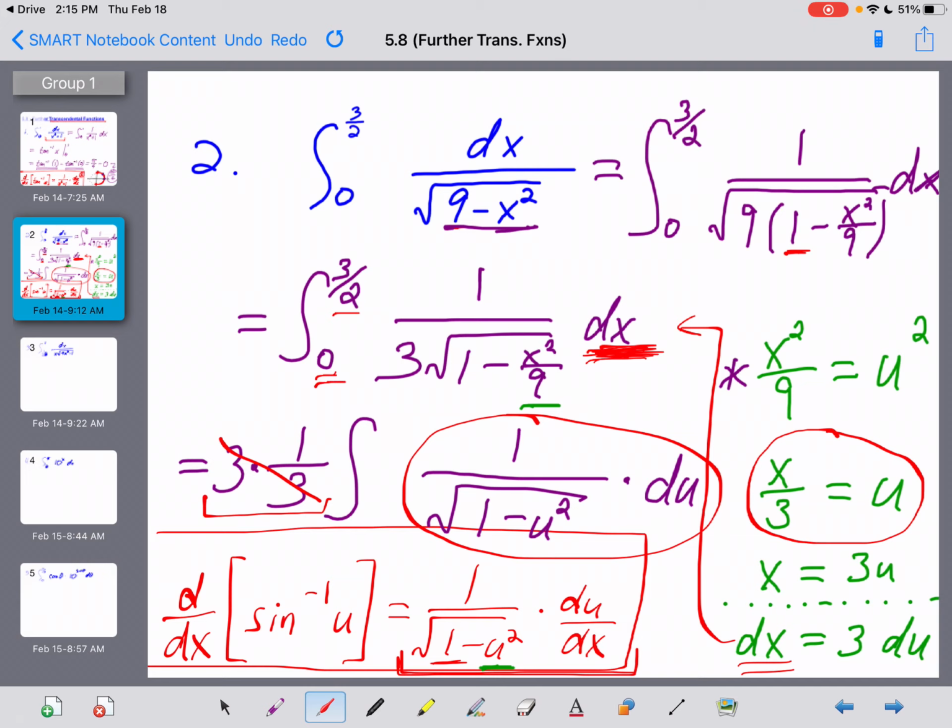So we had a lower x value of 0, and 0 divided by 3 means that my lower u value is 0 as well. My uppermost x value was 3 over 2. And putting that right here, 3 over 2 divided by 3 is just going to get us 1/2 now for our uppermost value of u.